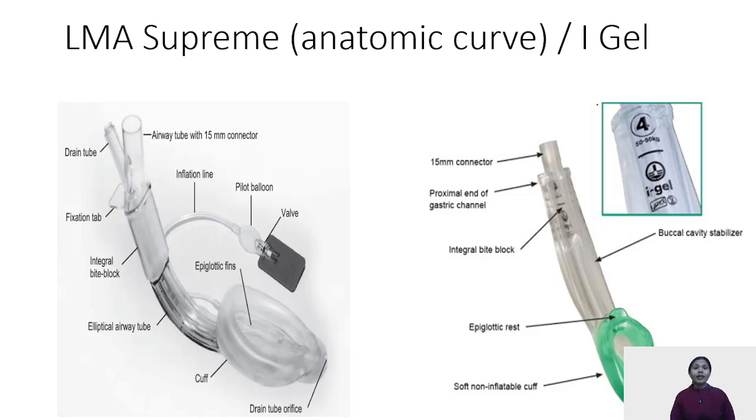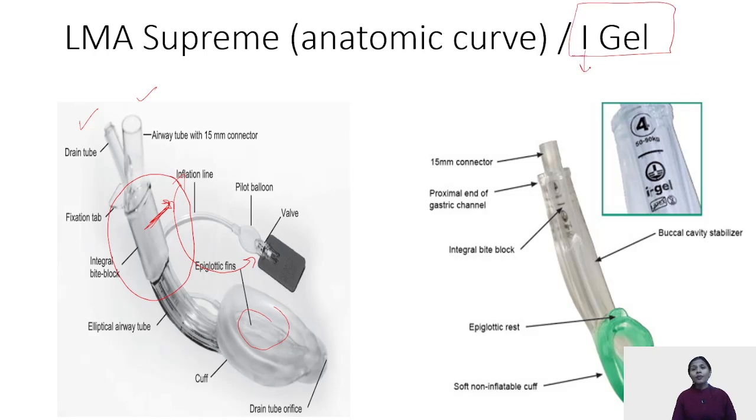LMA Supreme. LMA Supreme, characteristically, has two tubes, airway and drain. It has an integrated bite block, if you can see this. This is an integrated bite block, which is a characteristic finding of LMA Supreme along with an anatomic curve. The curve of this is anatomic, that is according to the airway passage. Plus, it has esophageal fins present here. It has esophageal fins, an integrated bite block, and it is pre-shaped in the form of the anatomy of the natural airway passage.